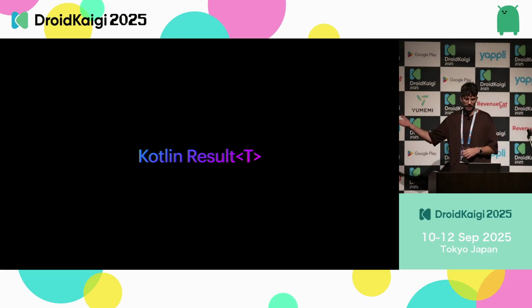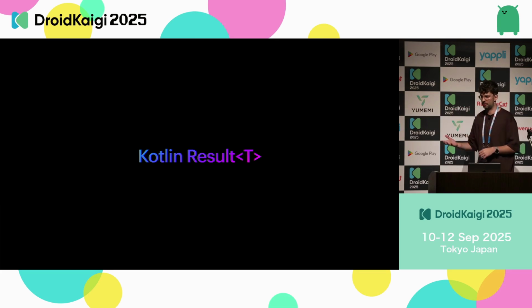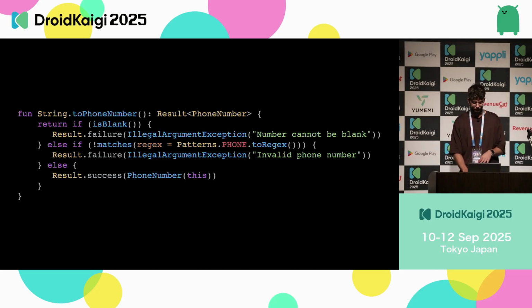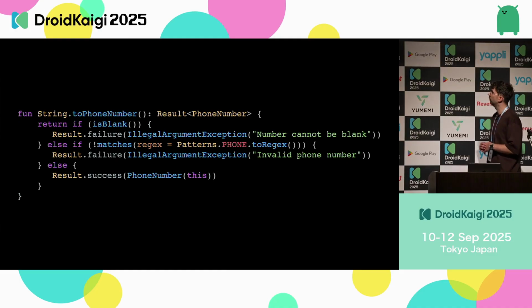So as you can see, the Result only has one type, only one generic. So we can only specify the type of returned value. We can't specify the type of the error. So let's try to implement the function with more complex error handling using Kotlin Result. So it looks like this.